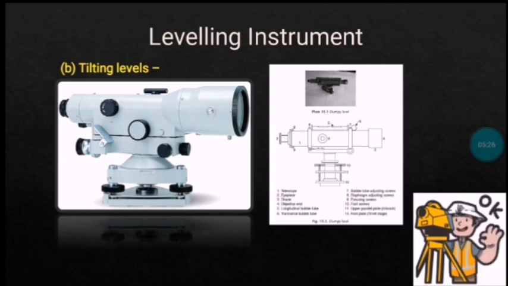6th is the transverse bubble tube, and 7th is the bubble tube adjusting screws. Next is diaphragm adjusting screws, and 9 is focusing screws. 10 is foot screws. 11 is upper parallel plate or tribrach, 12 foot plate or trivet stage, and that is the tilting level.